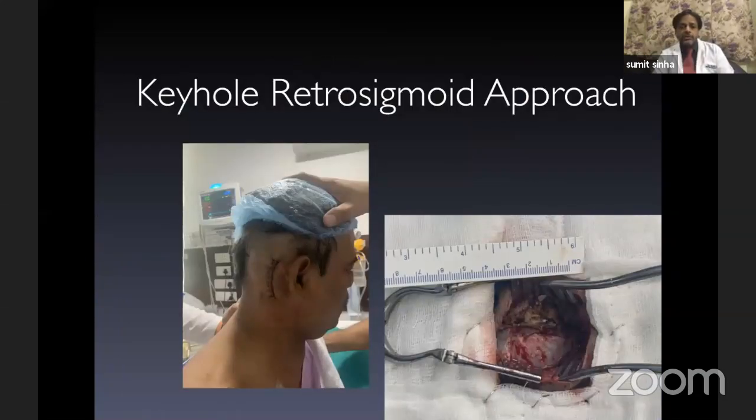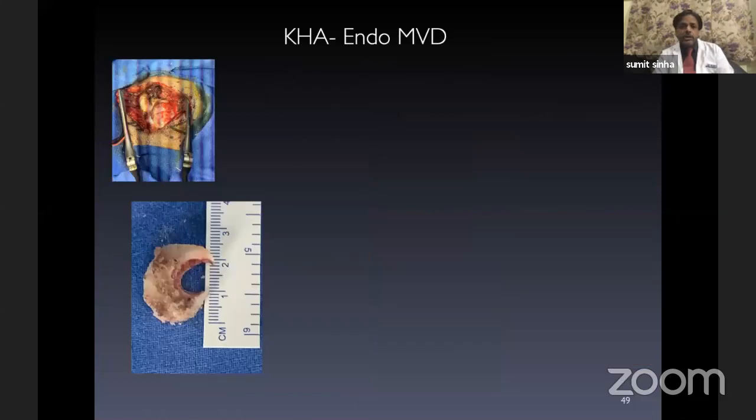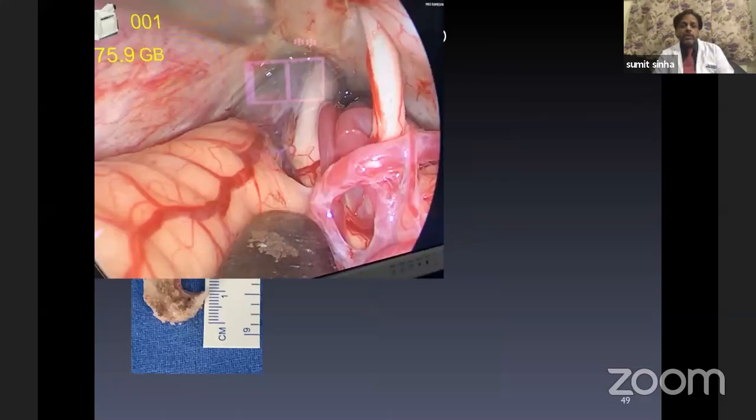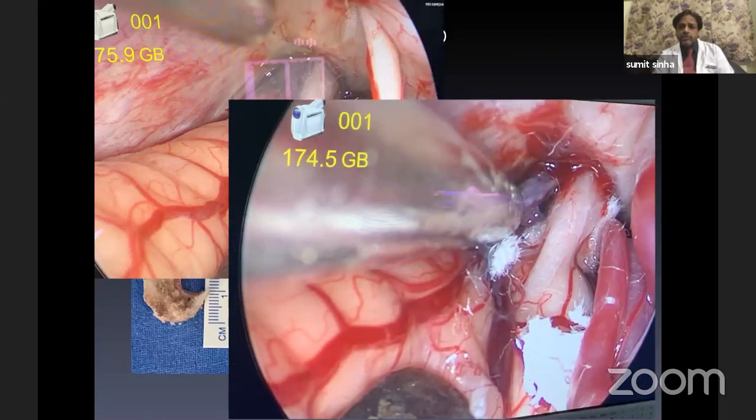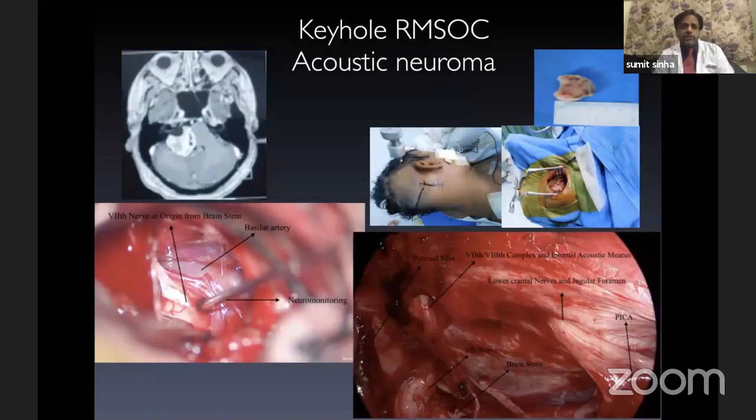Retrosigmoid approach, yes, 4 centimeter keyhole approach. Acoustic neuroma or microvascular decompression. You see Teflon patch inserted between the loop of the superior cerebellar artery and the trigeminal nerve in this MVD operation. An acoustic neuroma surgery, yes, keyhole approach, and this was a microscopic vision over here.